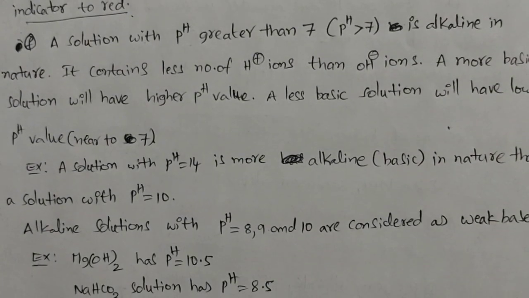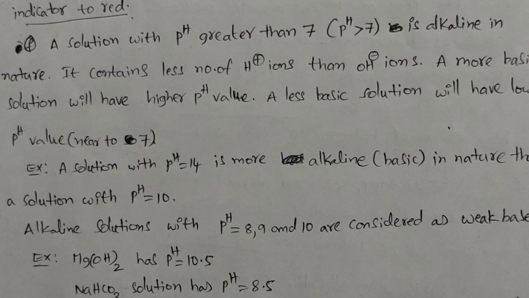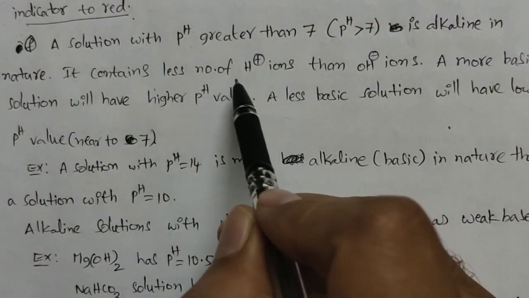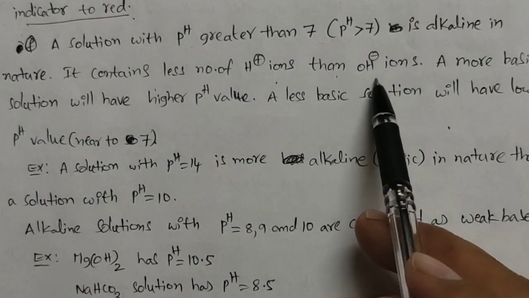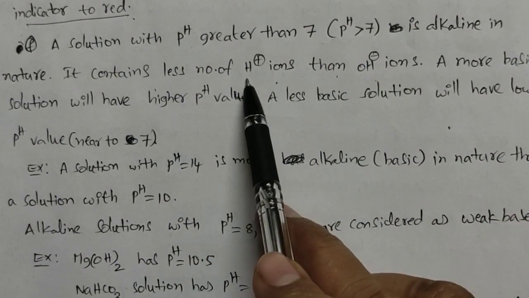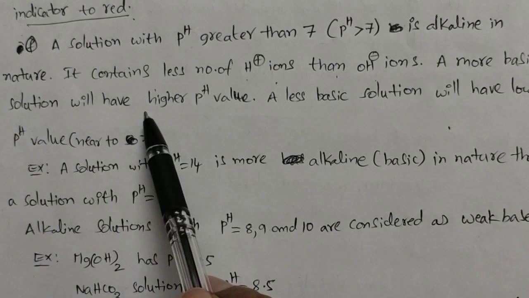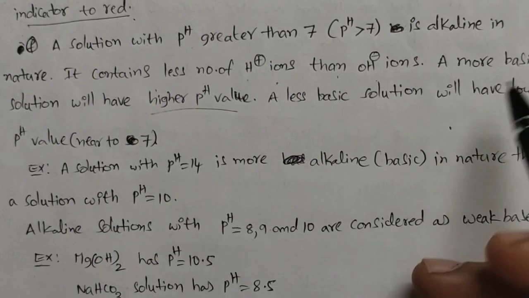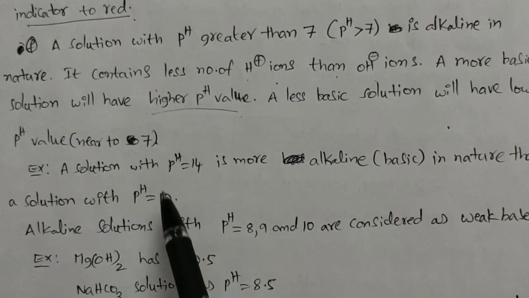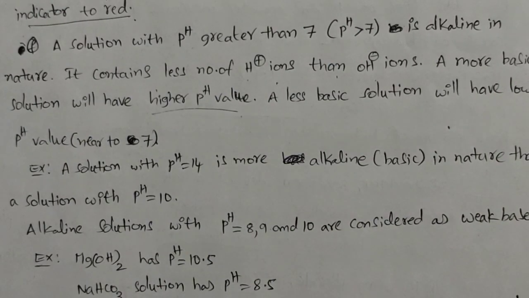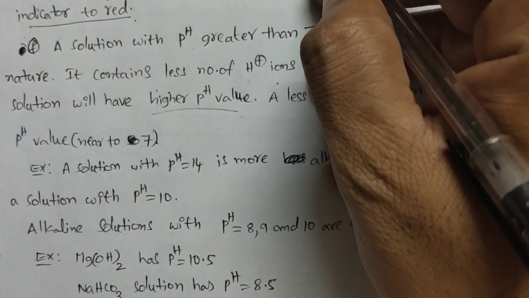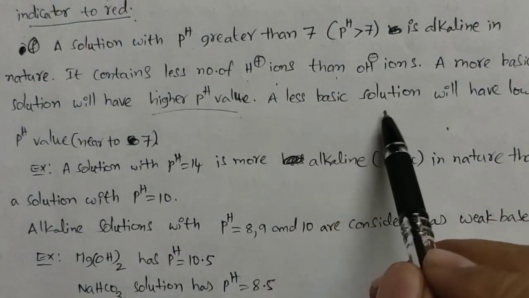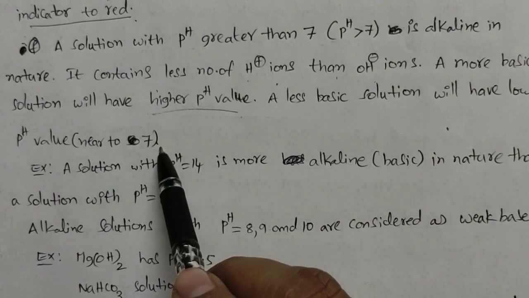A solution with pH greater than 7 is alkaline in nature. It contains fewer H plus ions than OH minus ions. In other words, the number of OH minus ions is more than the H plus ions. More basic solution will have higher pH value. But in case of acids, higher the pH, lower the acidity. Lower the pH, stronger the acid. Less basic solution will have lower pH value.